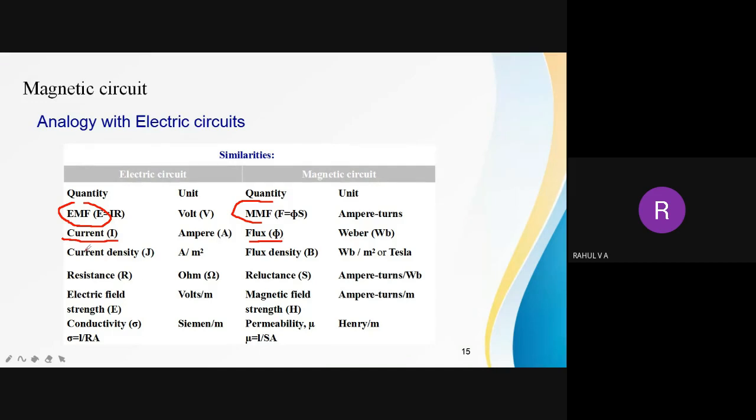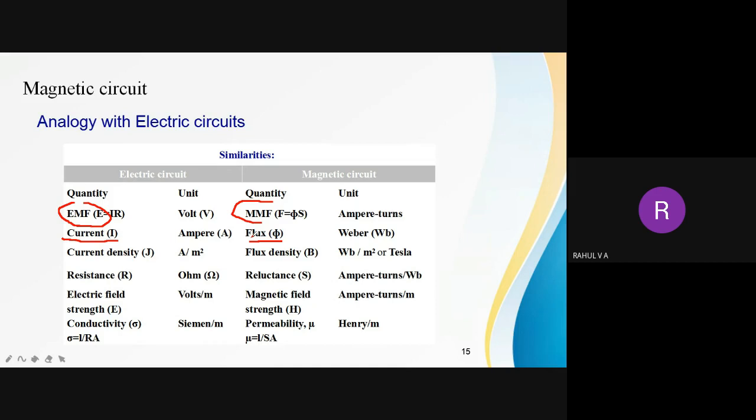And whenever there is a current, there is also current density, and similar to that, in magnetic circuit we have flux density. So when flux is building up, there will be flux present in every place of this magnetic material. So we are dividing it by area so that we will get the value of flux density.